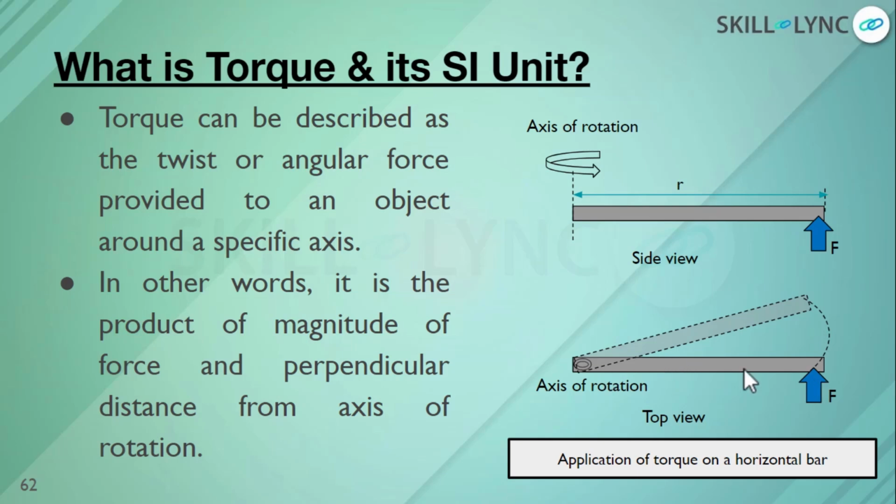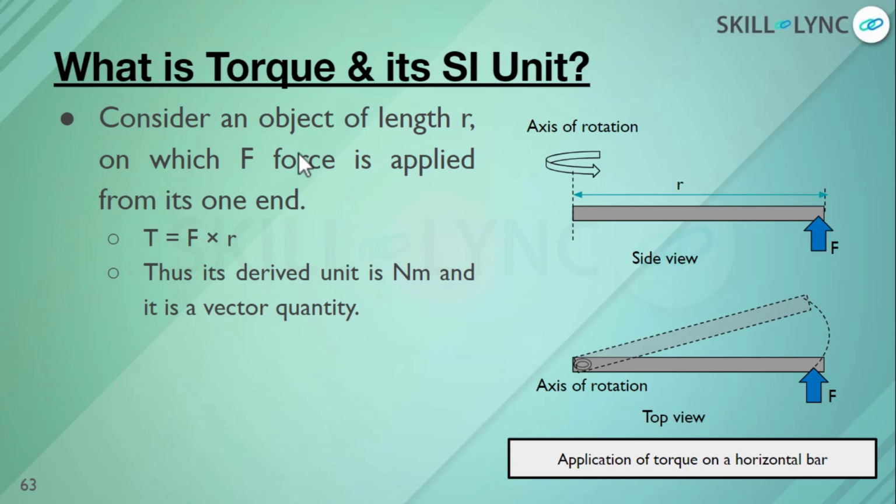When a force is applied on a horizontal bar, the bar will try to rotate along an axis. That axis is called the axis of rotation. This is the axis. This is the direction of rotation. This is application of force on a horizontal bar. At time t equals 0, when force equals 0, the horizontal bar was at rest. But at time t, the horizontal bar would be somewhere here due to the application of rotational force on the axis of rotation. Consider an object of length r on which force F is applied from its one end.